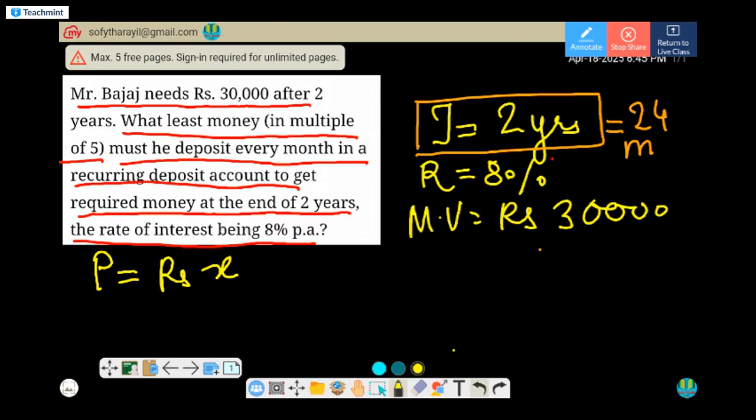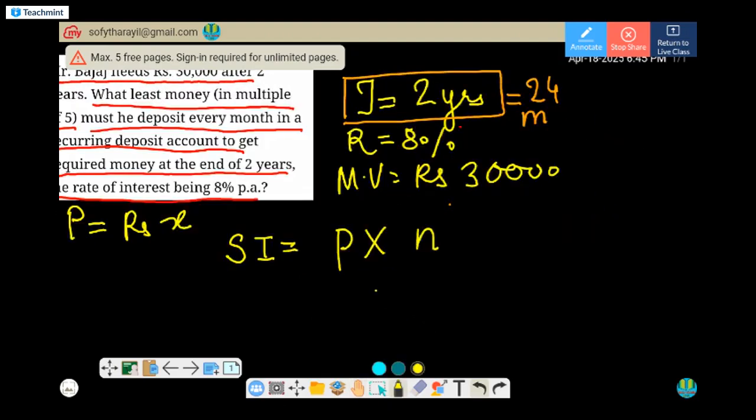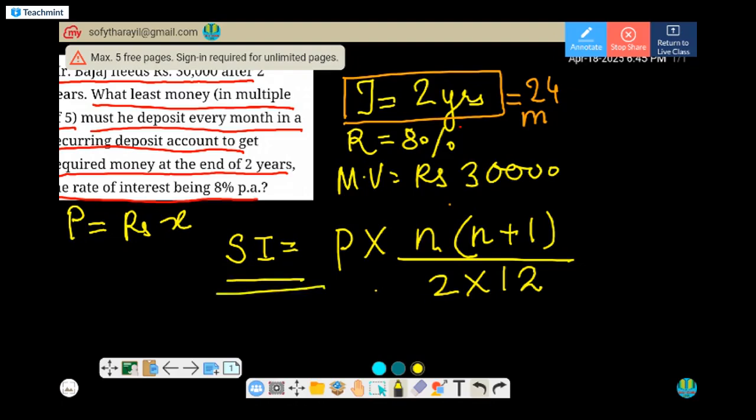Yes, Ansh, can you tell me what is the formula of SI that we're going to use? P into R into T upon 100. No, because it is recurring. We have a new formula. P into N into N plus 1 by 24 into R by 100. That is the regular one you're taking yearly, that will have PRT by 100. But when you take monthly, then you have to go by this formula.